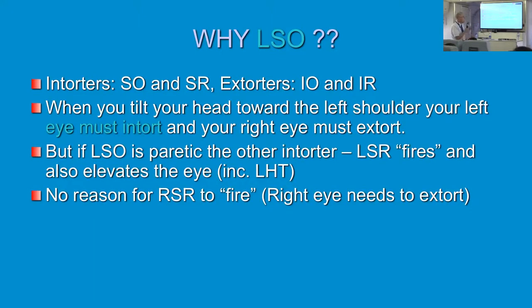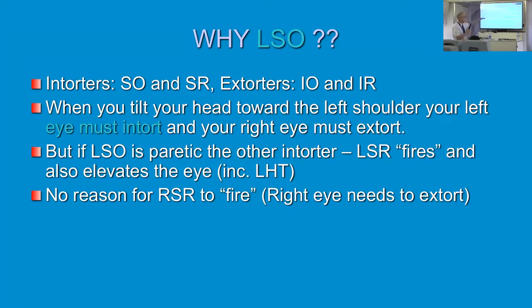So what you have to know is that the intorters are the superior oblique and the superior rectus, and the extorters are the inferior oblique and the inferior rectus. If I tilt my head to the left shoulder, the 12 o'clock position of my eyes is going to be in this position. In order to get them straight, for me not to see tilted, my left eye has to intort toward the midline, and my right eye has to extort away from the midline. Is that clear? Is that understandable?